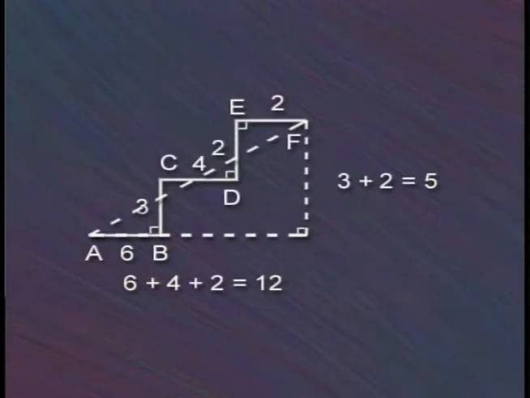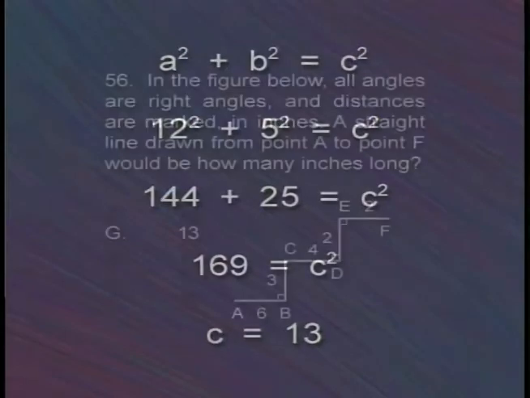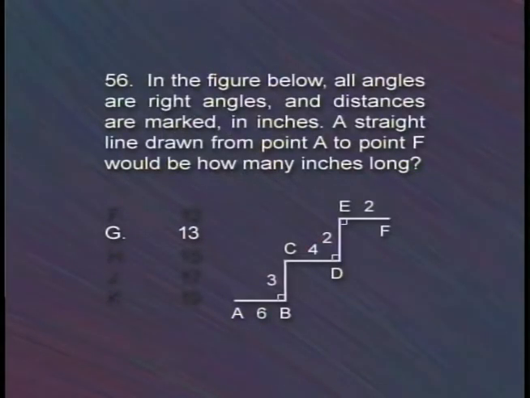We can now use the Pythagorean theorem to solve for AF. The Pythagorean theorem states that a squared plus b squared equals c squared. Substituting values, we have 12 squared plus 5 squared equals AF squared. 144 plus 25 equals 169. And the square root of 169 is 13. Thus, the length of AF is 13. Answer G is correct.